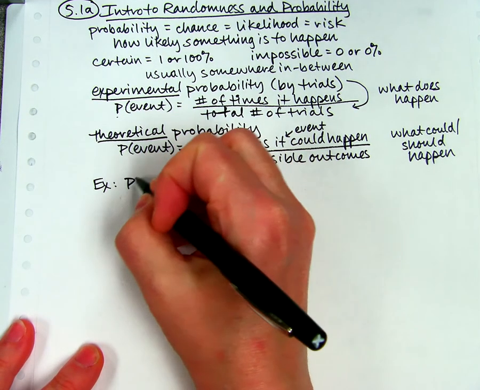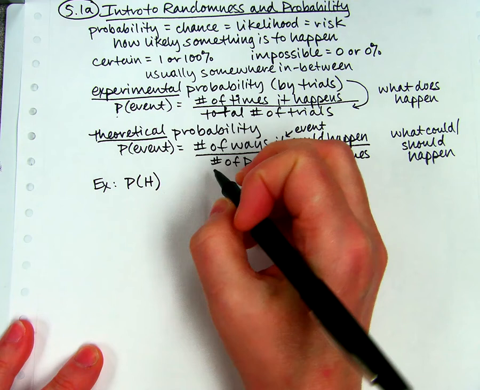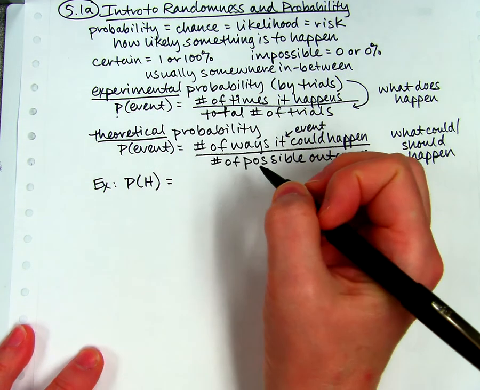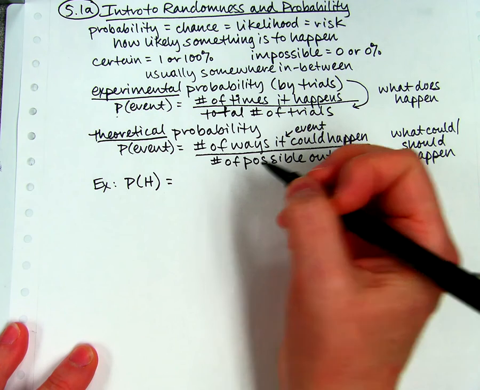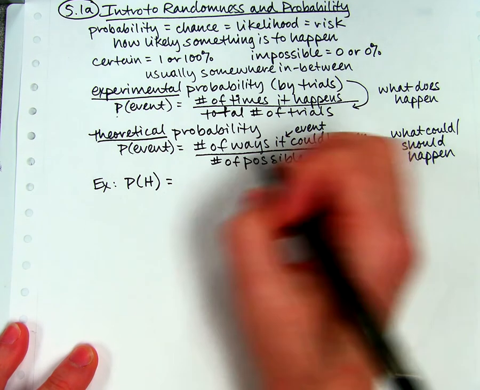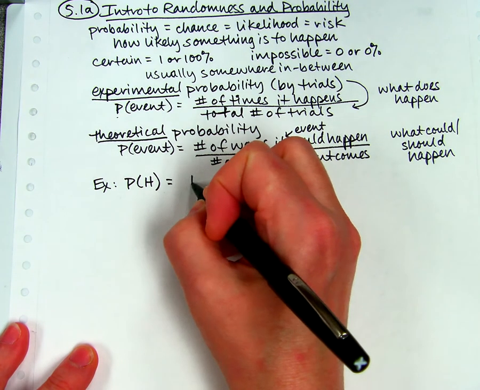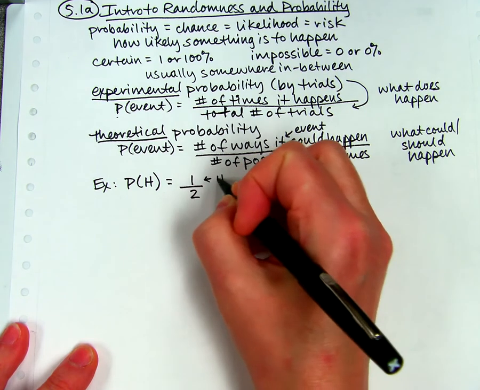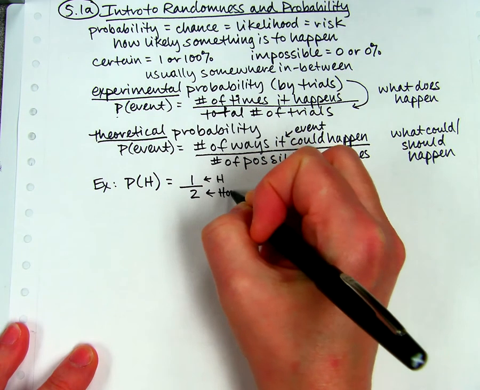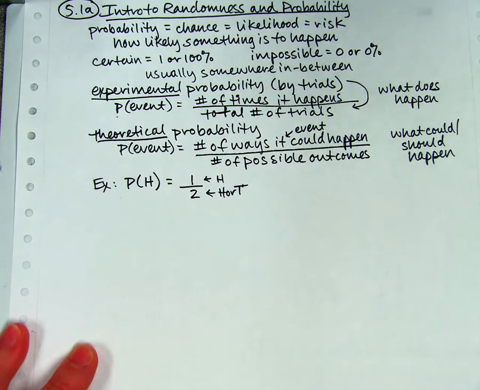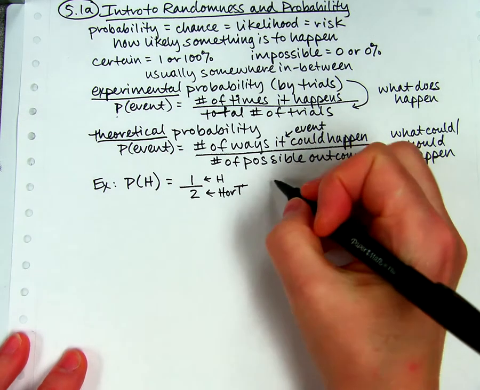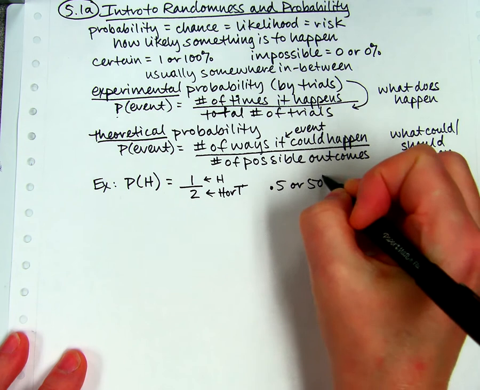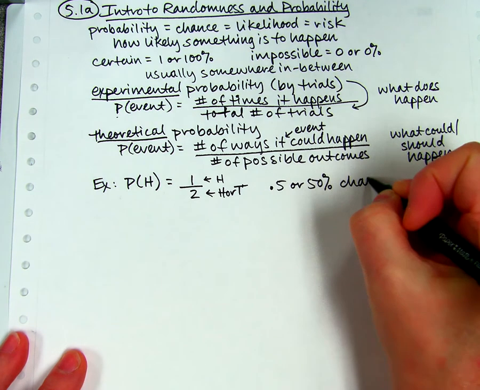Probability of getting a head when you flip a coin. I'm going to do theoretical first. Theoretically, there are two possible outcomes for a coin. It could be a head or a tail. And so that's one way to get a head out of two possible outcomes. So that's 50% or 0.5 chance of getting a head.